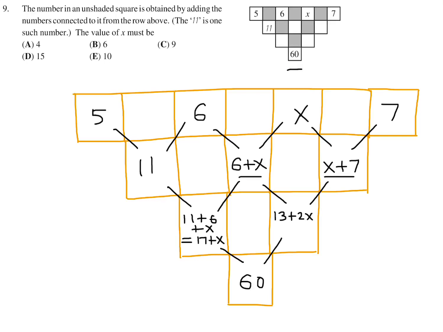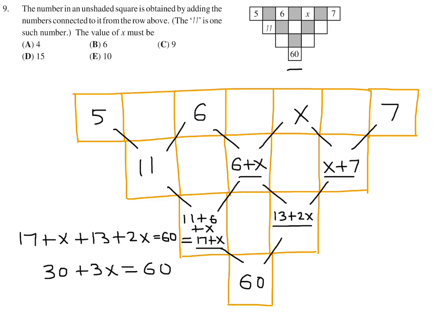So to get 60, you'd have to add 17 plus x and 13 plus 2x. So 17 plus x plus 13 plus 2x is equal to 60. So we've got 30 plus 3x is equal to 60. 3x is equal to 30, and therefore x is equal to 10. So the answer here is E.